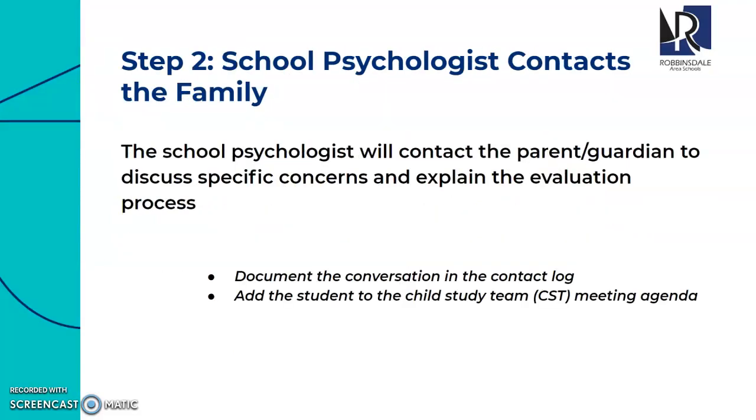Step 2, the school psychologist contacts the family. So the school psychologist will contact the parent or guardian making that request to discuss the specific concerns they have and to explain the steps of the evaluation process. It is important to document this conversation in the contact log, and then next the school psychologist will add the student to the child study team meeting agenda.